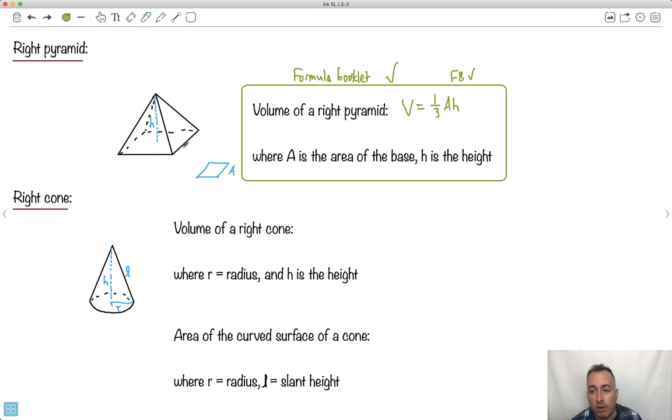All right, so what's the volume of a right cone? Well, V equals, and again, just like we had with the right pyramid, we have a 1/3 as well here. So it's 1/3 pi R squared H. R is the radius, H is the height here. So that's your volume of a right cone.